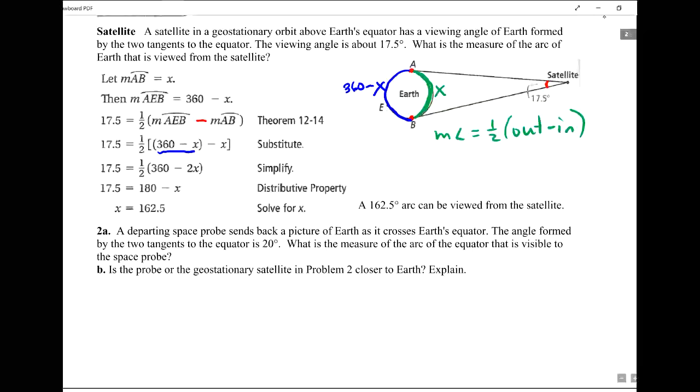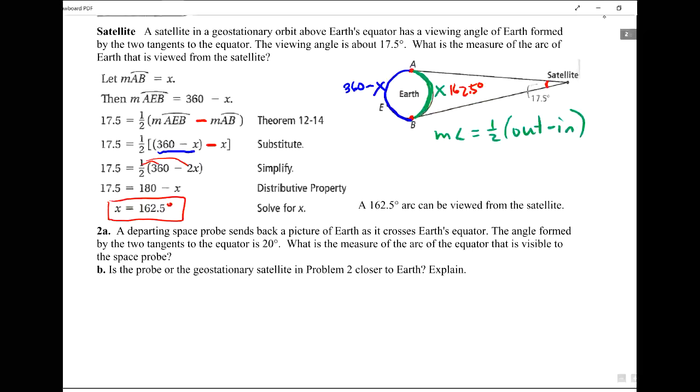And then don't forget that this is a difference problem. So we minus our inside arc, which is x. Minus x is minus 2x. And this time apparently we're distributing our 1/2. Right? You can multiply by 2 on both sides and get rid of it, or you can distribute it, whichever you like. I can subtract 180 from both sides and then divide by -1, or subtract 17.5 from both sides and subtract x, or add x to both sides. Either way, I end up with 162.5 degrees. That's quite a bit of the Earth that's visible.